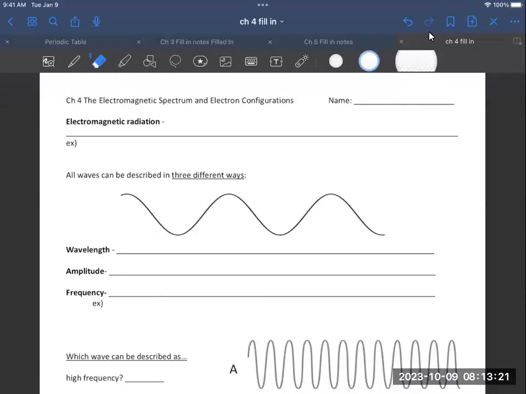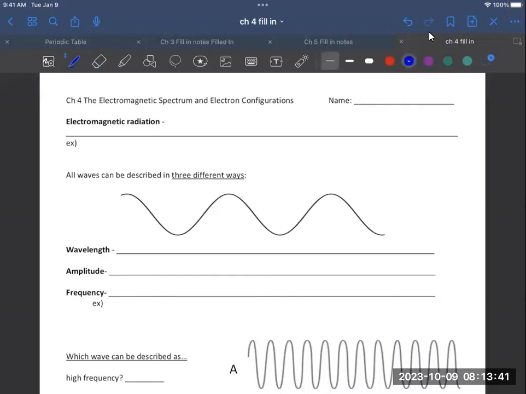Okay, folks, today we're starting a new chapter, and this is going to take us a little bit away from the structure of the atom for a little bit, and then we're going to finish off the chapter by talking about where the electrons go exactly in the atom, because it's a little bit more complicated than just saying that they go on the outside, but we'll get there.